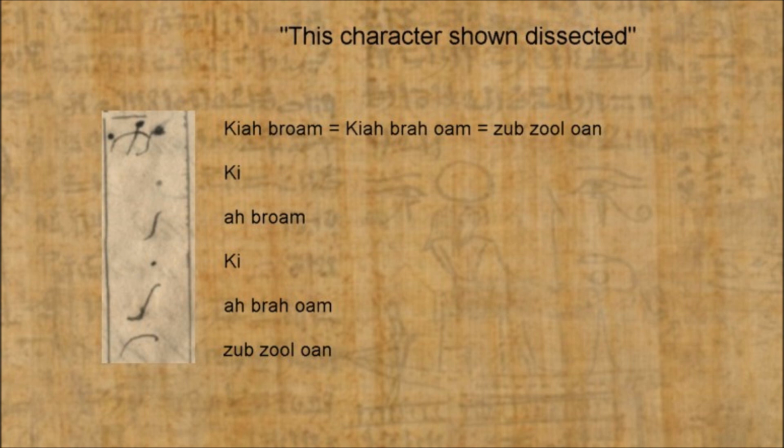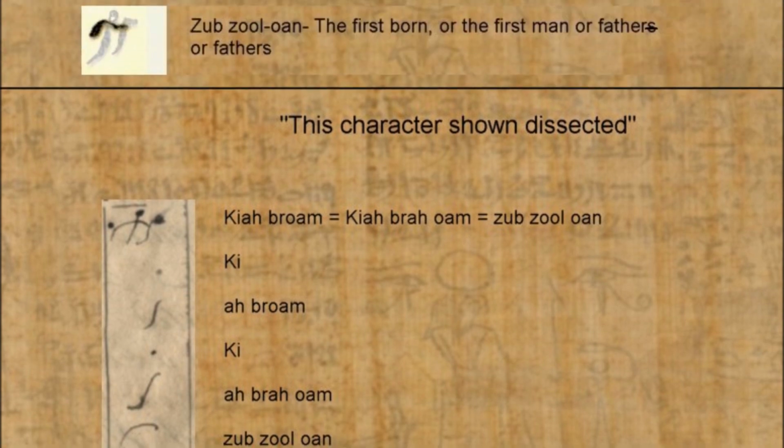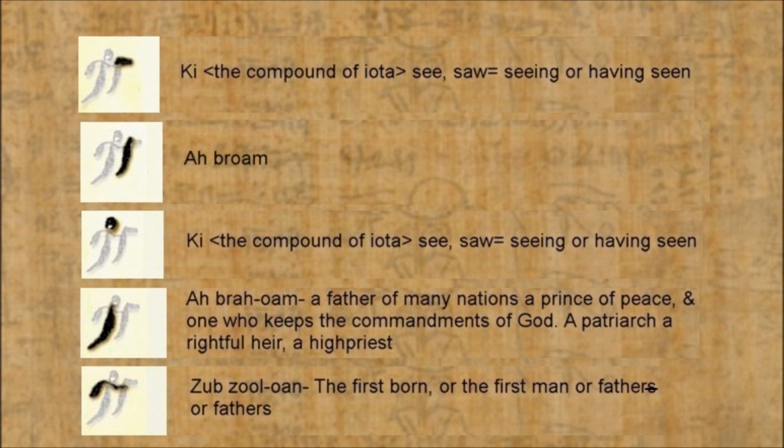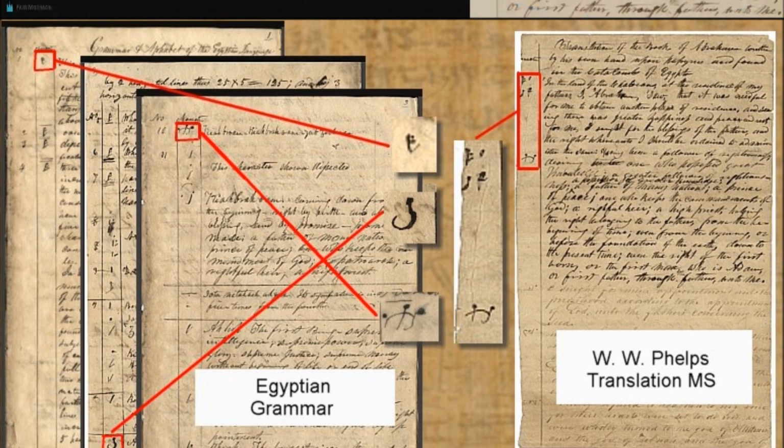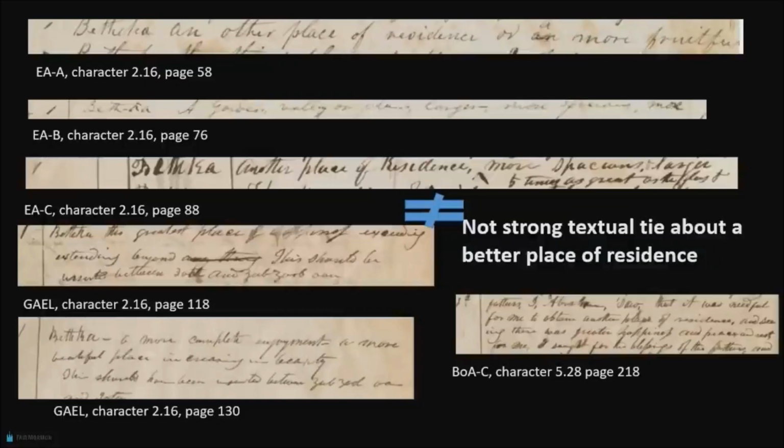The character is named Kaya Broam Kaya Bra Oam Zubzul Oan, and defines Zubzul Oan as the firstborn, or the first man, or father, or fathers. So the character and content match, and that's because it does come from the Book of Abraham. And more where the text matches and the character doesn't match.